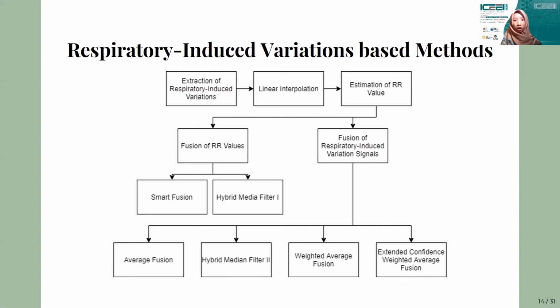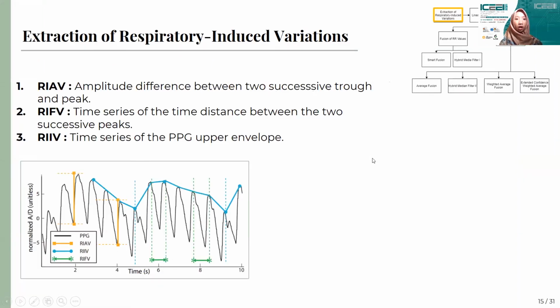For the respiratory-induced variation-based method, there are three main parts. The first is extraction of the respiratory-induced variation signal, then linear interpolation, and for estimation of the RR value, we split into two different methods. The first is based on the fusion of RR values, and the next is the fusion of the respiratory-induced variation signal. Extraction of the respiratory-induced variation signal is done using the peak and trough locations that we already detected in the previous sections.